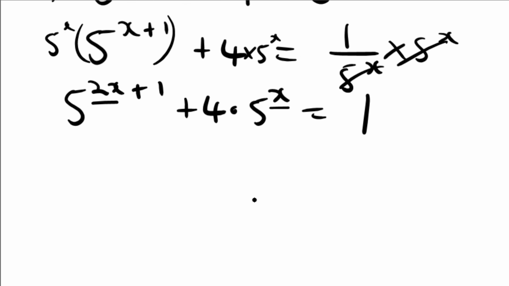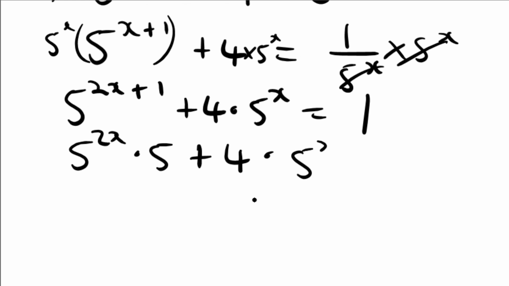That's a quadratic equation. Let's rewrite it as a quadratic equation now. We have 5 to the power of 2x multiplied by 5 plus 4 multiplied by 5 to the power of x minus 1 equals 0. We took the 1 to the other side.